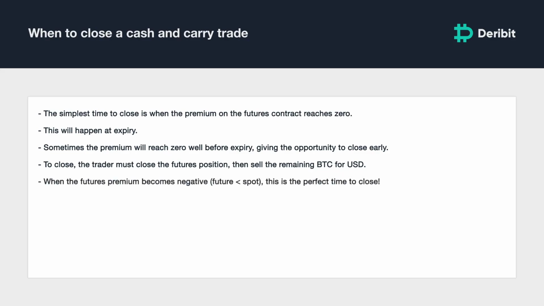When the futures premium becomes negative, this means the futures contract is trading at a discount, i.e. the futures price is lower than the spot price. If a trader still has a cash and carry trade open, this is the perfect time to close.